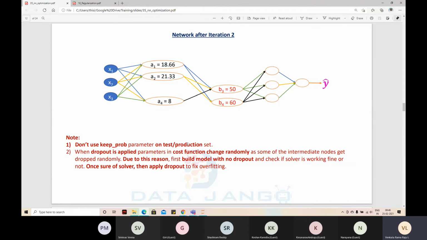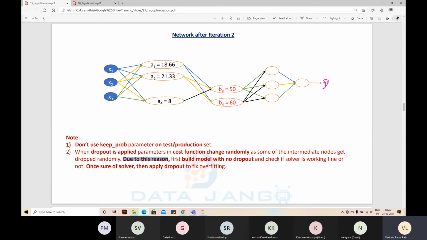That's where we used to take the placeholders. We used to have placeholders, kind of variables, where you pass 0 when you are doing test and production. In the training, you pass some 0.2, 0.3, some value like that. Okay. When dropout is applied, parameters in the cost function change randomly as some of the intermediate nodes get dropped out randomly.